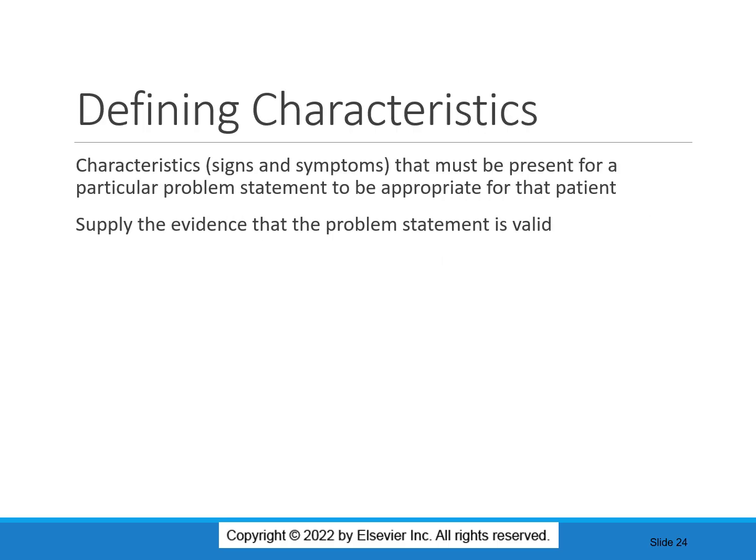Defining characteristics include those characteristics or signs and symptoms that must be present for a particular problem statement to be appropriate for that patient. These essentially supply the evidence that the problem is actually valid. Signs are abnormalities that can be verified by a repeat exam and are considered objective data. A bruise on the arm would be considered a sign.